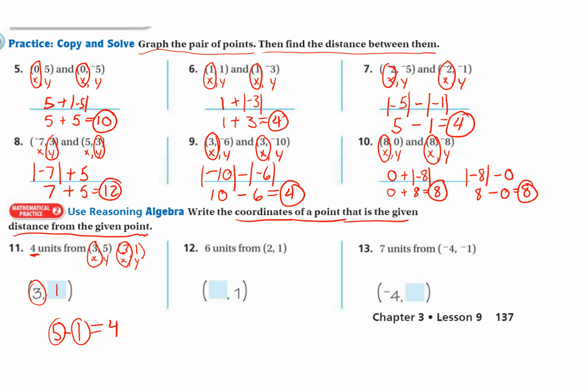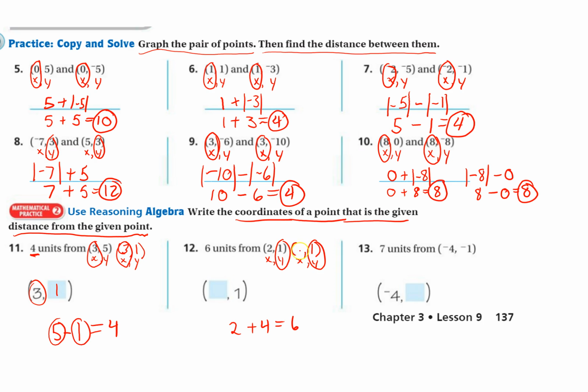All right, let me show you number 12 now. Same idea. So I would just rewrite it up here right next to it. That way it's more like problems 5 through 10 for us. Okay, we have some number and 1. Again, x and then y, x and then y. So our y values are the same, so we're looking at the x values. Now, we have 2, and it's going to be 6 units away. Okay. So we need to be plus 4 to get 6 units away.